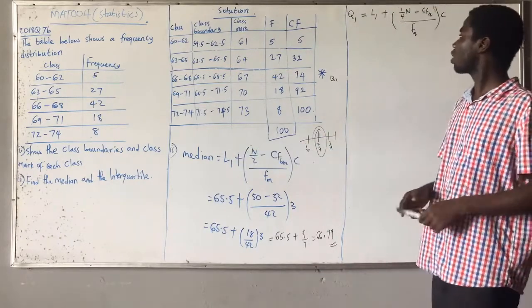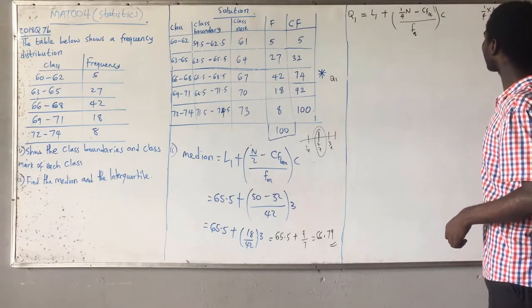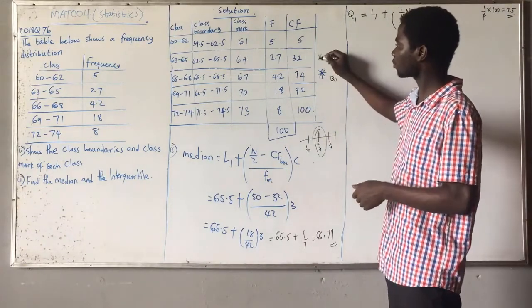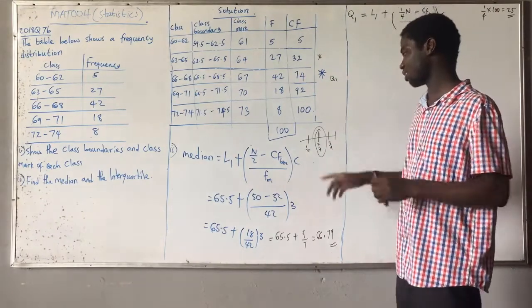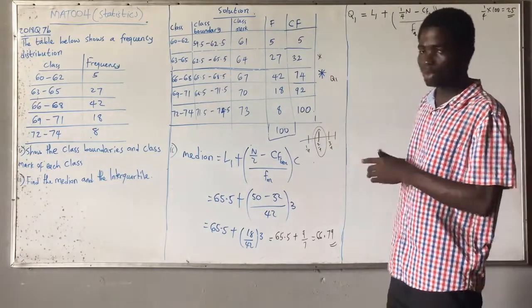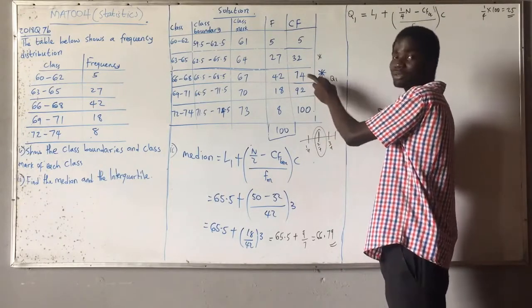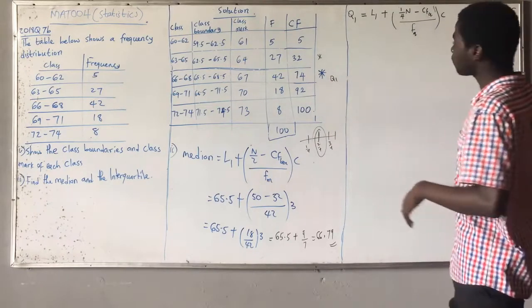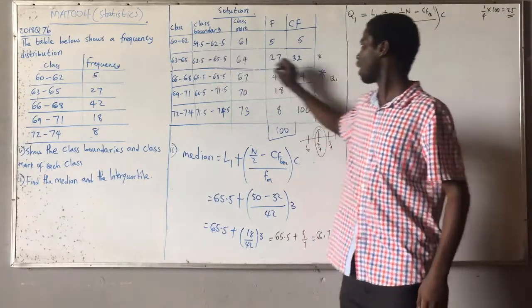So what is the quartile class? For Q1, that is 1 over 4 times 100, which is 25. Where does 25 fall? 25 falls here. How do you know? Maybe you don't understand how I got the median class. N over 2 is 50. Where does 50 fall? You start from 5, then 32. They have not gotten to 50. At 74 it passes 50, so this is the class. Similarly, 25 falls here. This is the class I'm using.